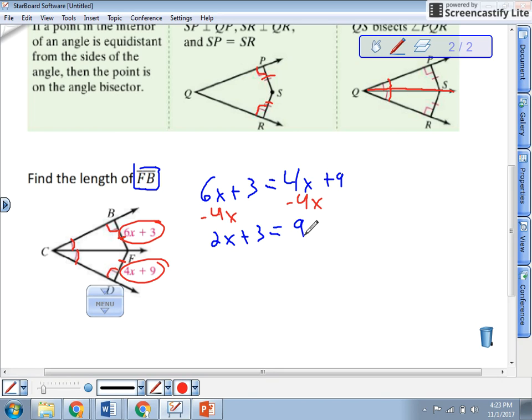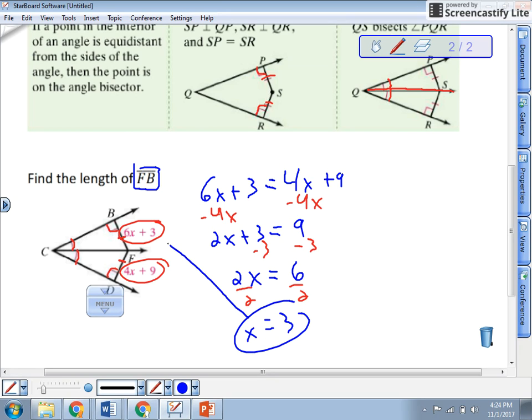Let's subtract that 3 from each side. So we're going to have 2x equals 6. And then we know to divide by 2. Divide by 2. X equals 3. Am I done? No, we need to find FB. Where's FB? It's this one right here. You can plug it into either since we know they're going to be the same, but let's plug it right into FB.